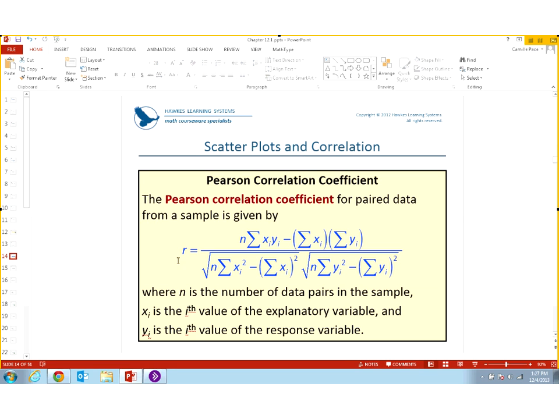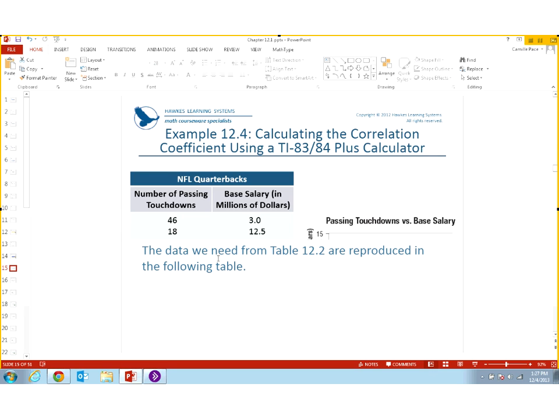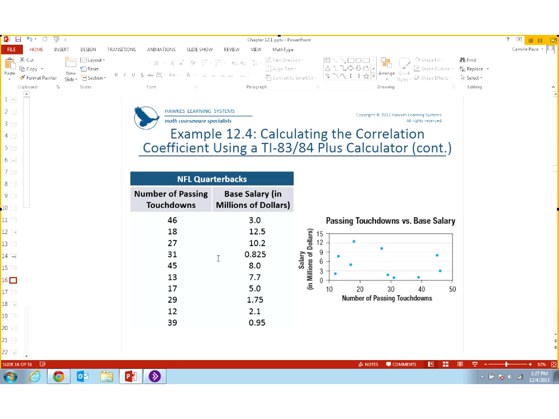This is Pearson correlation coefficient. It looks nasty to figure out, but we don't really have to worry about it because, well, guess what? Our calculator does it. So let's go back to that data where we're relating touchdowns to base salaries. Here's the data, okay? So let me walk you through how to do this. On your calculator, we actually have directions next. You might want to pause this and come back, or you might want to open the PowerPoint while I go through this so you can look at it.